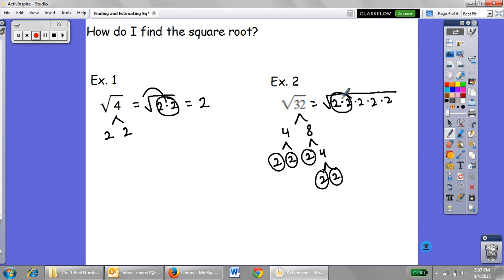Circle pairs. So I see a pair of 2's here and another pair of 2's here. From the first pair, I take out one of those 2's, and from the second pair, I get to take out another one. And I'm left with this 2 still underneath the square root sign because it does not have a pair. Notice that when you take numbers out of the square root sign, you take them out by multiplying. So 2 times 2 is 4, and we still have square root 2. And that's your final answer.